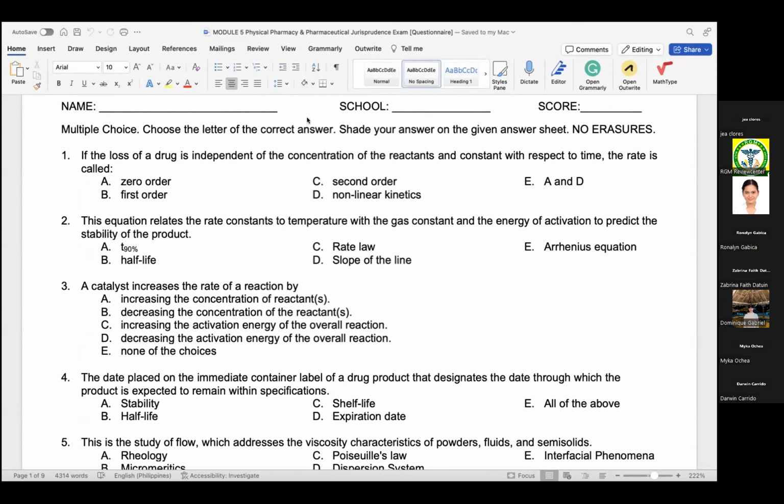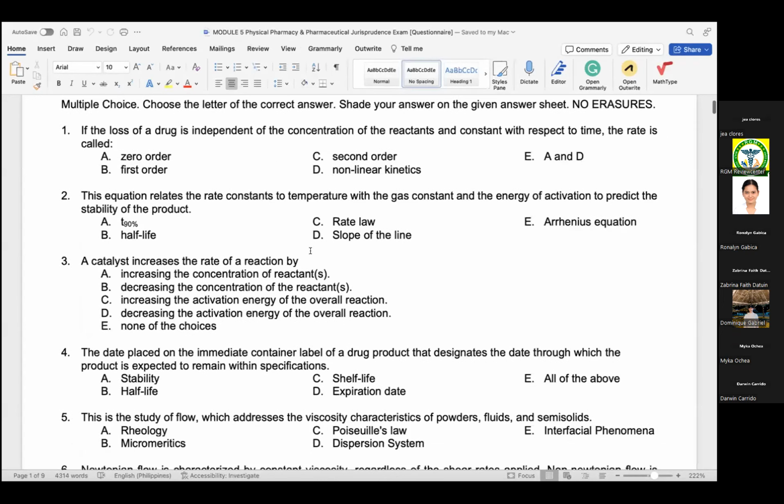Sige. Huwag na nating patagalin to. Number 1, if the loss of a drug is independent of the concentration of the reactants and constant with respect to time, the rate is called A, zero order, B, first order, C, second order, D, nonlinear kinetics, or E, A and D. What is your answer? You may chat your answers, ha?